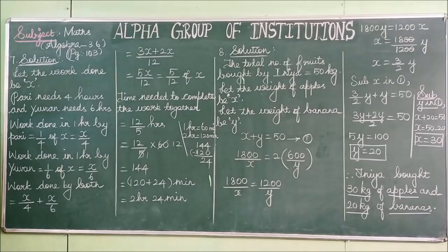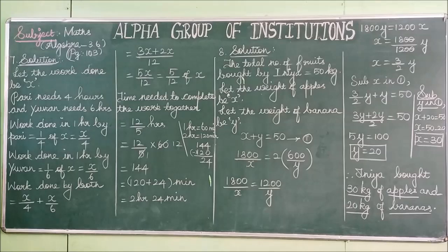Everyone look at page number 103, seventh problem. Pari needs 4 hours to complete a work. His friend Yuvan needs 6 hours to complete the same work. How long will it take to complete if they work together? In previous years, that means in 8th class, you learned something about work and time problems. So just recall it.